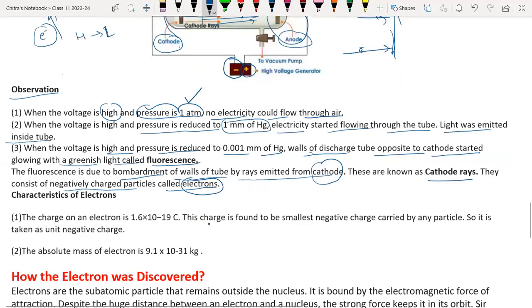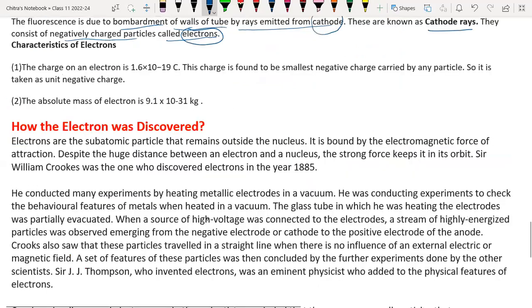Now we are going to discuss the characteristics of electrons. The charge on the electron, we have already discussed, is 1.6 into 10 to the power minus 19 coulomb. It is a very small negative charge carried by the particle, so it is taken as negatively charged.